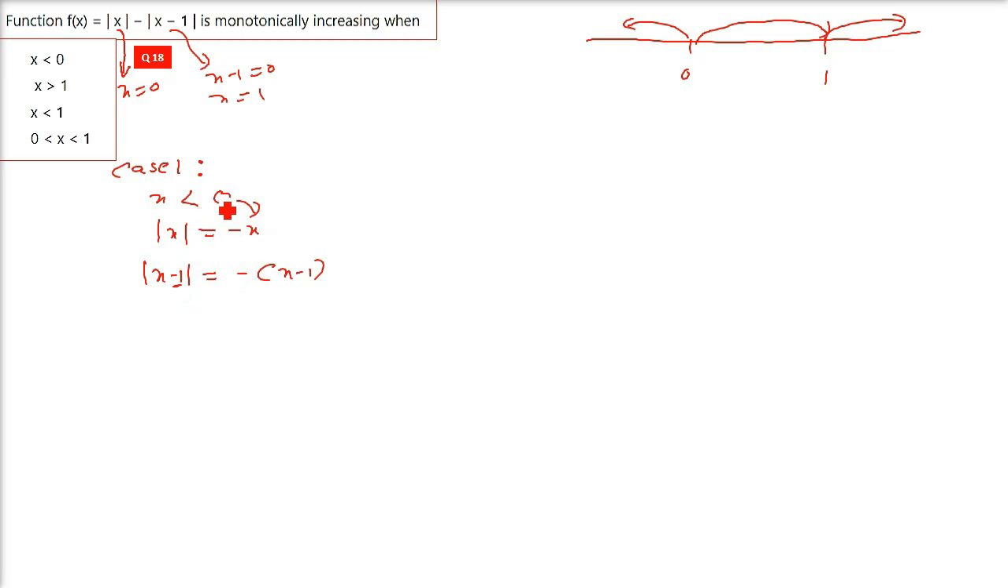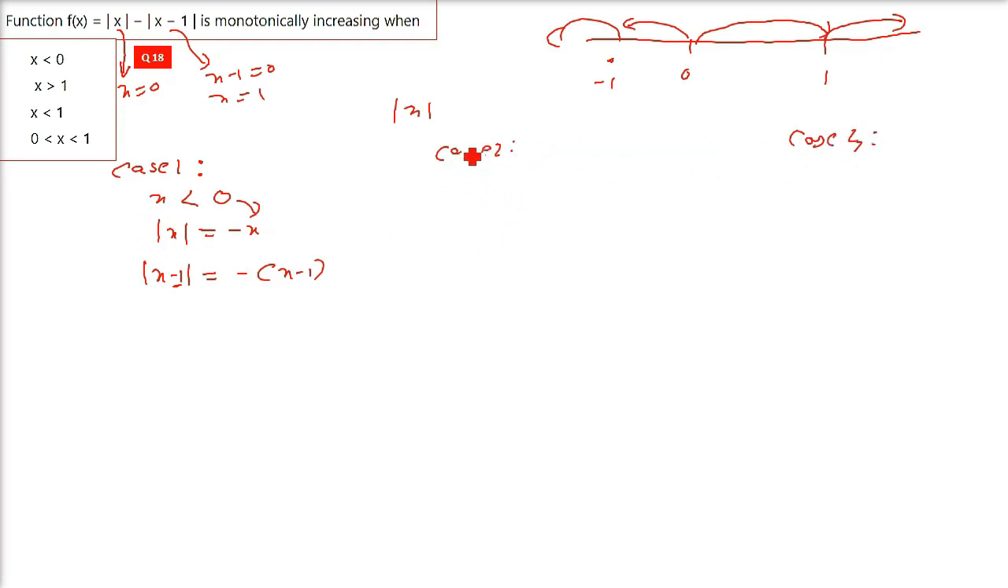So for x less than 0, you can put any value. Try it also. Mod x minus 1 is going to be minus x minus 1 in this case. Okay, I'm saying if you put minus 1, say for example, it will be minus 2. So what will be that? It will be negative of 2, negative of x minus 1. So this is case 1, now case 2.